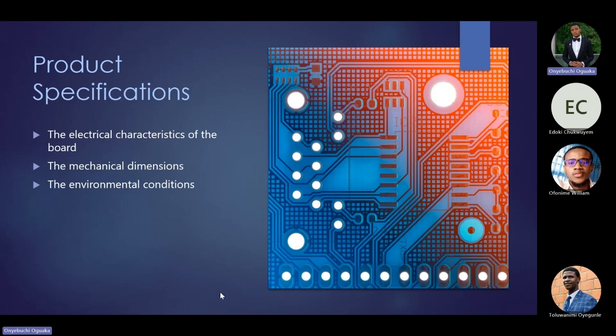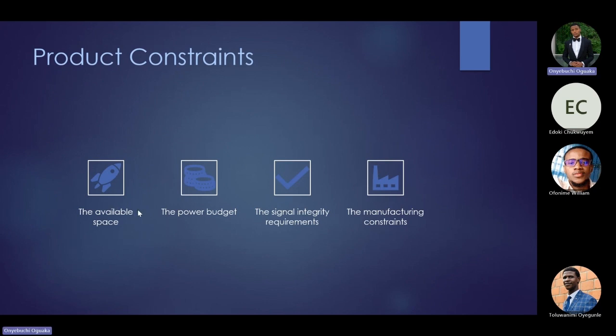So moving to the next slide. This is where we talk about the product constraints. Product constraints are actually nothing but limitations. When we talk about constraints, we talk about limitations, the extent to which we go in some things that we do. So our product constraints are limitations that must be taken into account when designing our PCB.